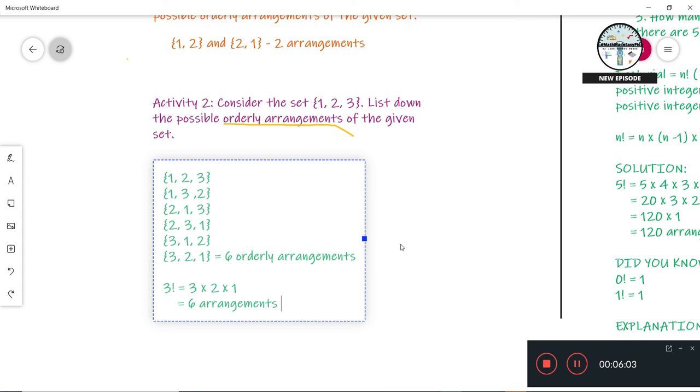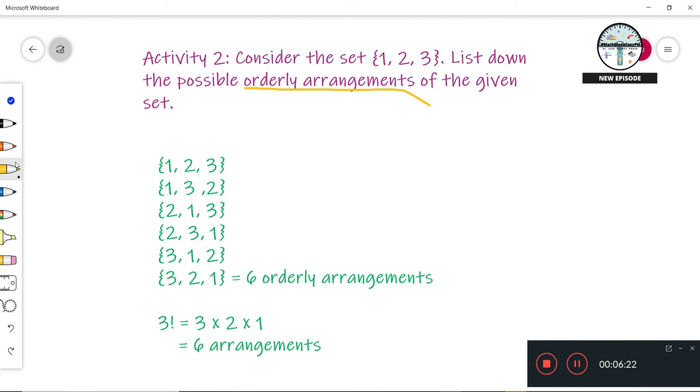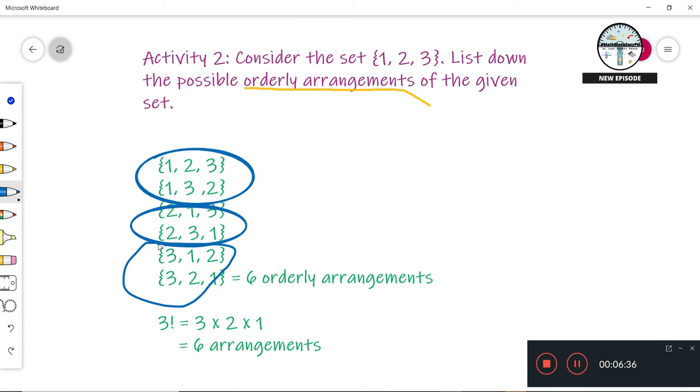So notice that they have the same answers. Did you know that this thing factorial is actually derived from this kind of problems? Because as you can see, notice this. We have the group of ones kasi 1 nasa pinaka first, and we have the group of twos. Okay, so we have the group of threes as well.